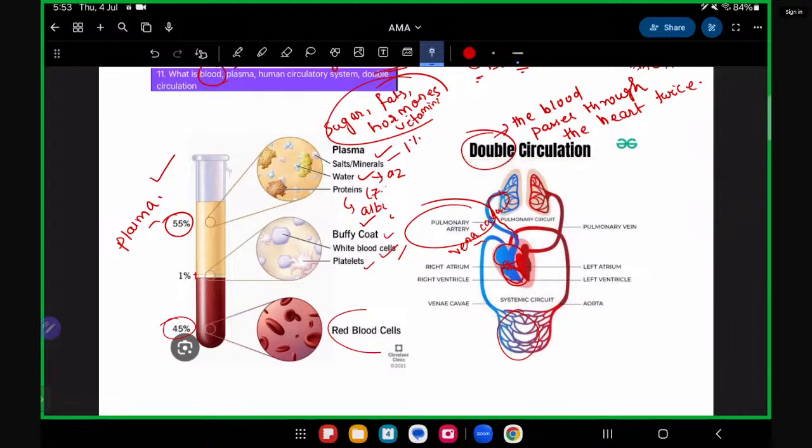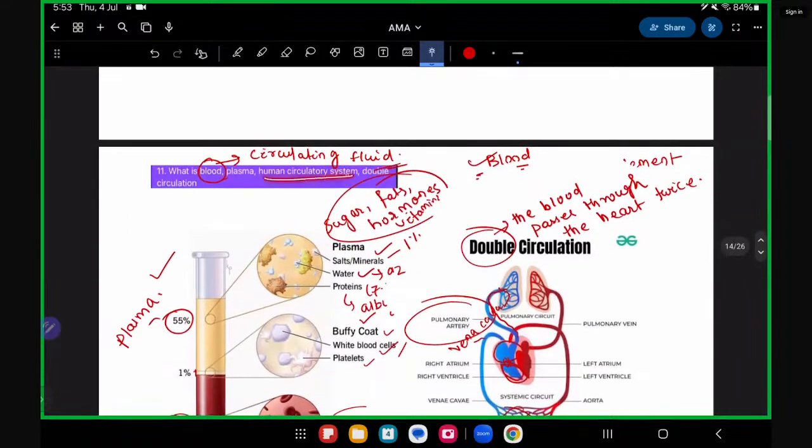Here you can see two circuits. One is the pulmonary circuit. Second one is the systemic circuit. The blood passes through the heart how many times? Twice. Right. Then next is the human circulatory system. The human circulatory system consists of what? Blood vessels that carry blood away from the heart and towards the heart.